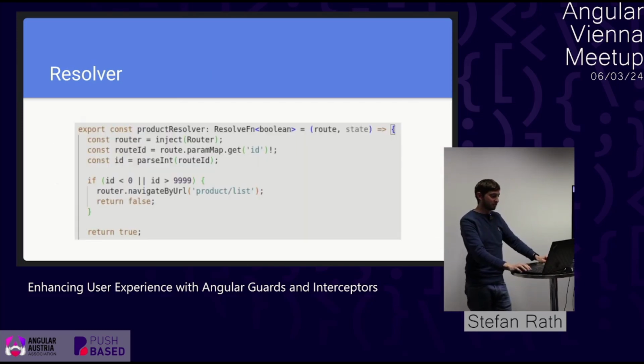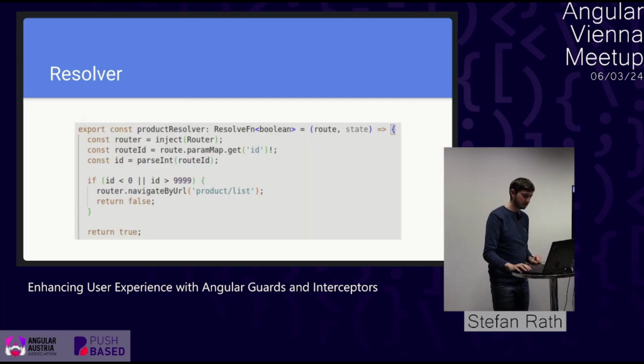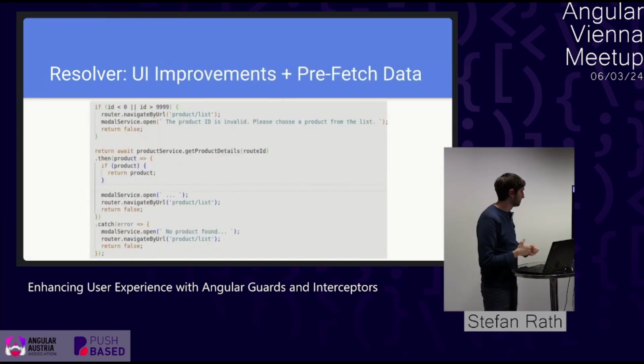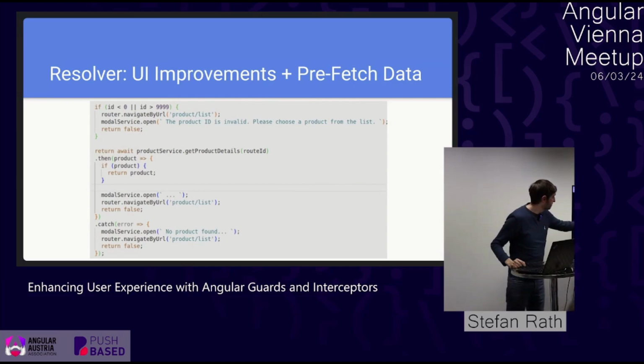And yeah, we have a product resolver. In the first lines of code, I just check if the ID is less than 0 or greater than 9999. We don't have so many products, then navigate back to the product list. And in the next step, we can show a modal which says, oh, this ID doesn't look right, product ID is invalid.